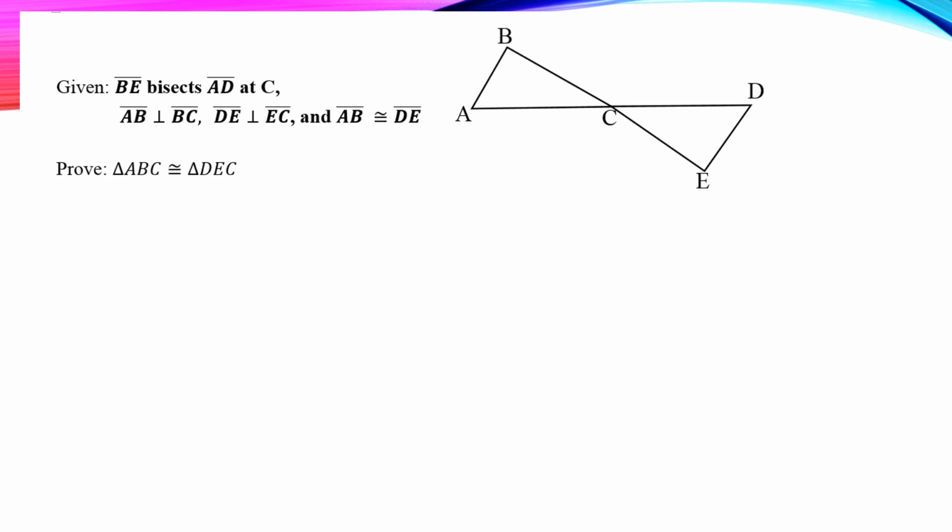Okay, so line segment BE bisects line segment AD at C. So that tells me that, wait, ABE bisects AD. So AC is congruent to CD. And that is because of the definition of bisects.